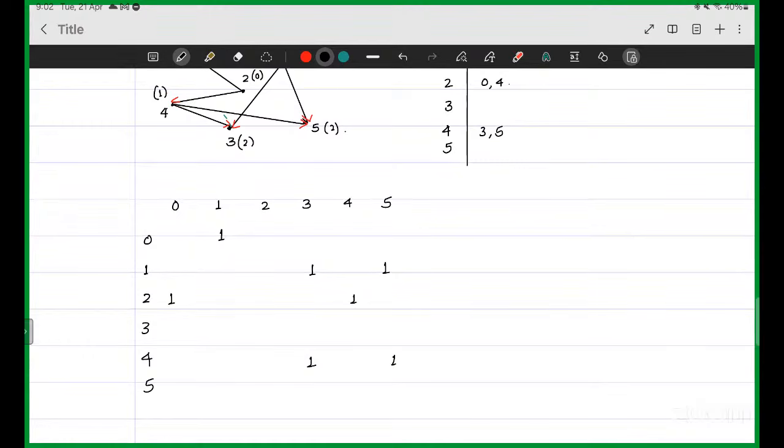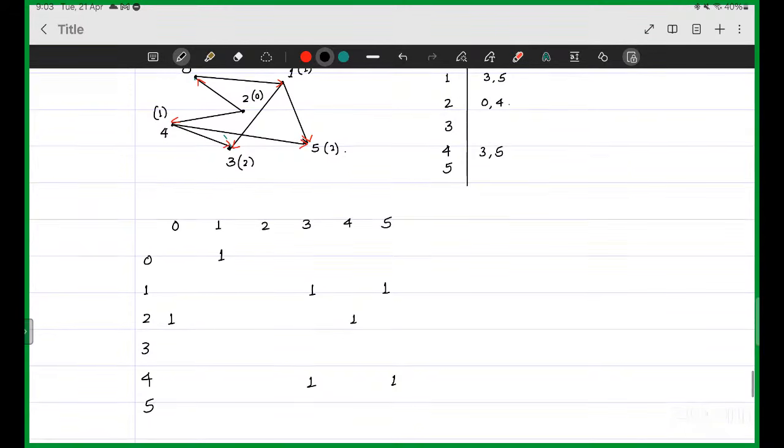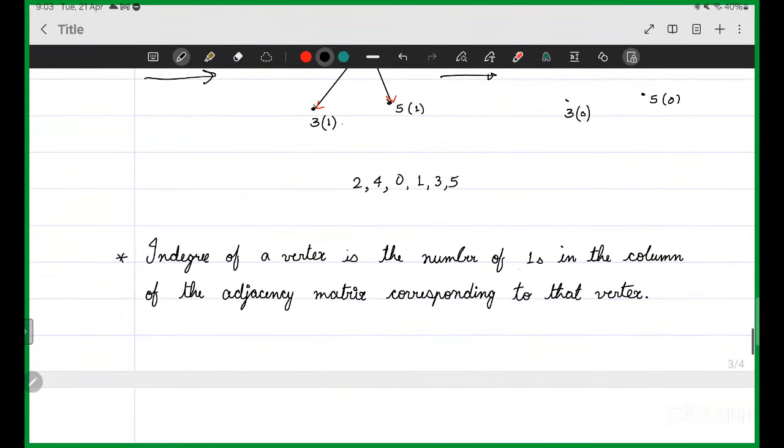So suppose I want to calculate the in degree of 3. I look at the column corresponding to 3. How many ones are there? There are 2 ones, and that precisely is its in degree. That is what is written over here.